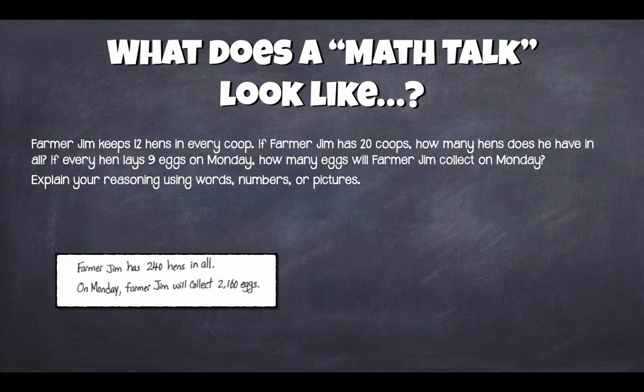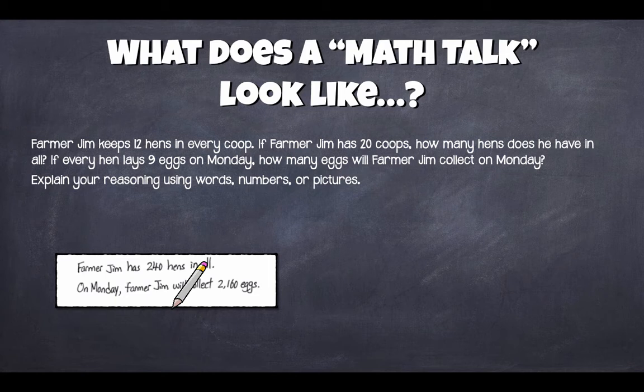So typically, you might write something like this. Farmer Jim has 240 hens, and on Monday, Farmer Jim will collect 2,160 eggs. Okay, not wrong, right? Those answers are correct, and they're actually written in a good sentence that tells us exactly what we're looking for. But as far as a math talk goes, we want a little bit more than that.